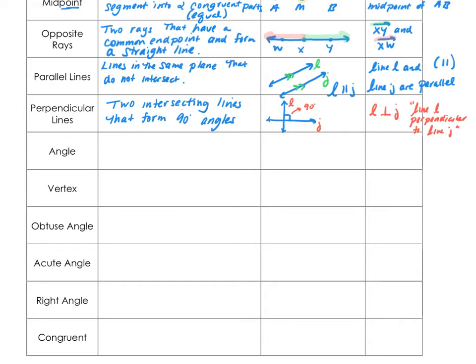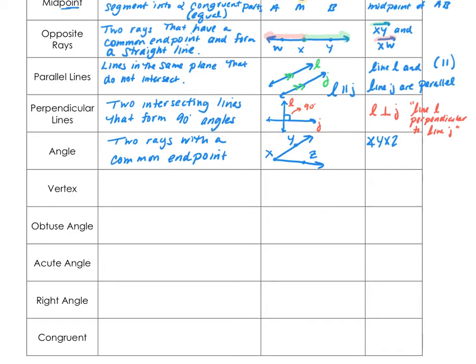An angle is defined as two rays with a common endpoint. To get the visual on it, I can draw a ray starting at point X and going through Y. And if I draw another ray starting at X and going through Z, we have an angle. And we can call it angle YXZ.